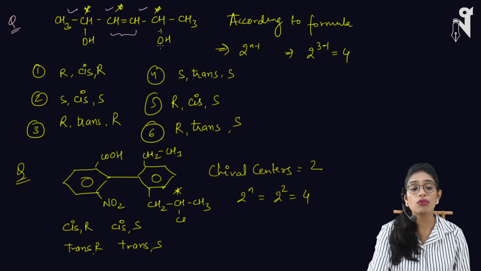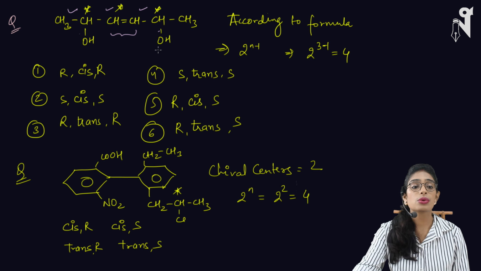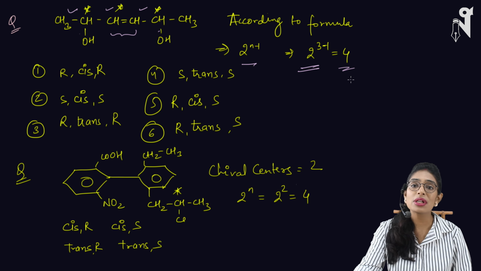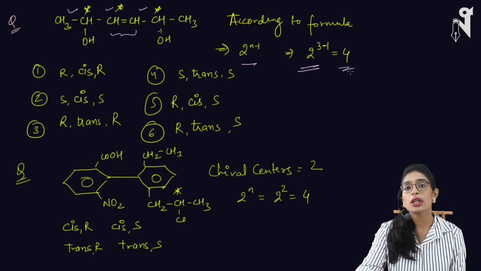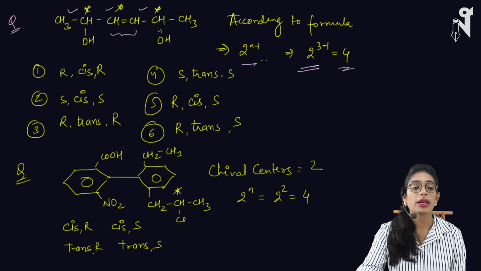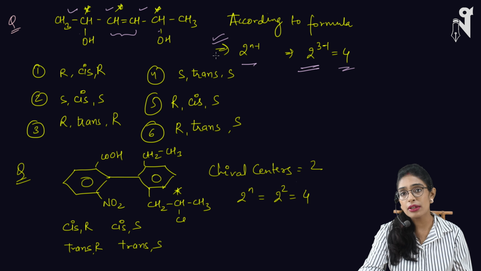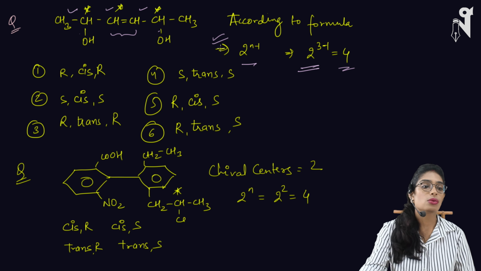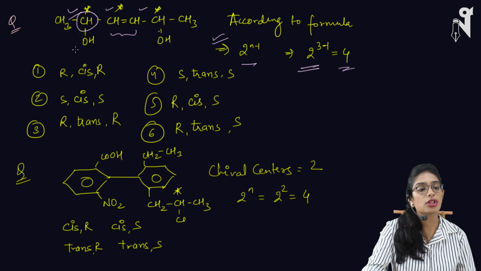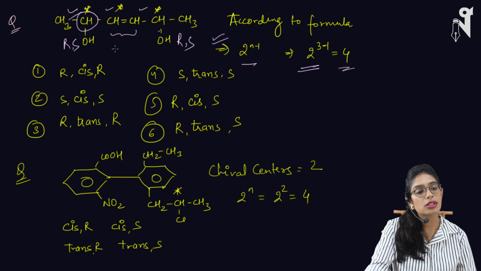Now according to the formula, what formula should it be using? 2 raised to power n minus 1. So 2 raised to power 3 minus 1, so it is equal to 4, because the dissimilar ends are there and the number of stereo centers is odd. So this is going to be the formula, 2 raised to power n minus 1. Now let's see whether it's actually right or not. What all is possible on this carbon? R and S configuration is possible here, R and S configuration is possible over here, and cis and trans is possible here.